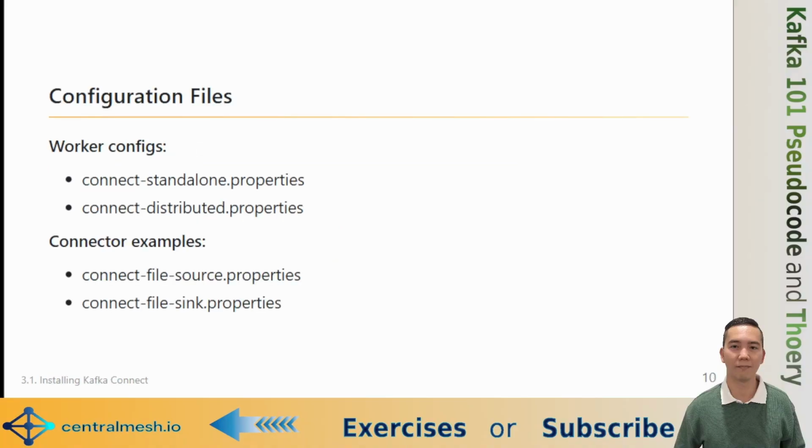Kafka provides several example configuration files that help you get started quickly. The worker configuration files define how the Connect worker itself operates. For example, whether it's running in standalone mode or distributed mode. The connector configuration files define the behavior of individual connectors. The sample file source and sink configurations are useful for learning because they allow you to test Kafka Connect without requiring external systems, such as databases or cloud services. In real deployments, you will typically create your own connector configuration files based on these examples.